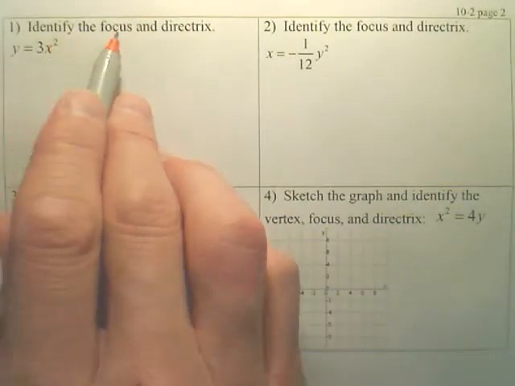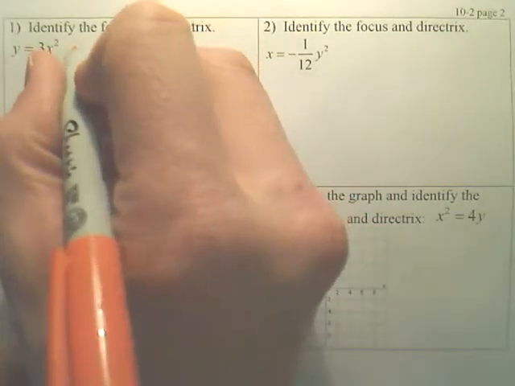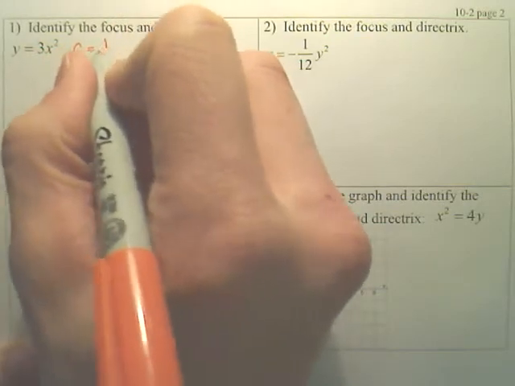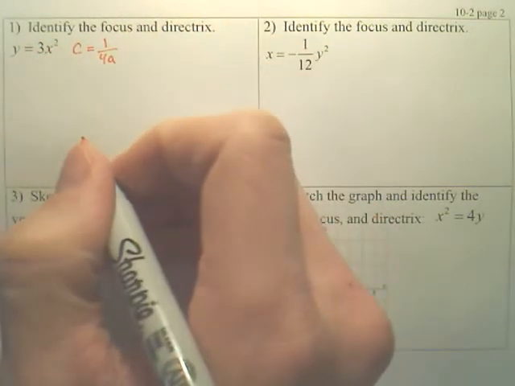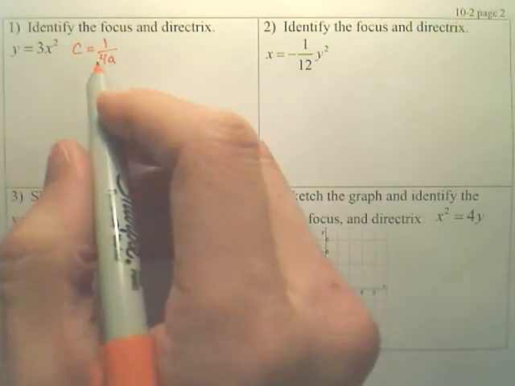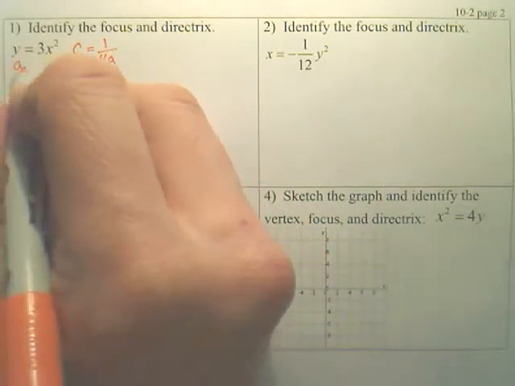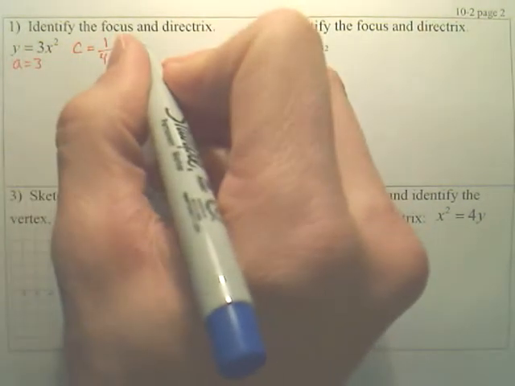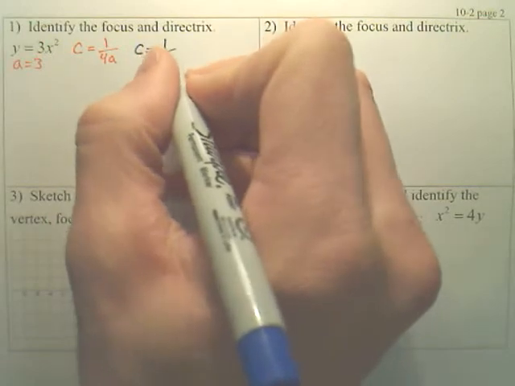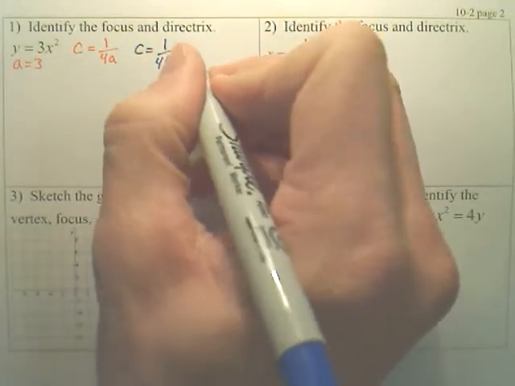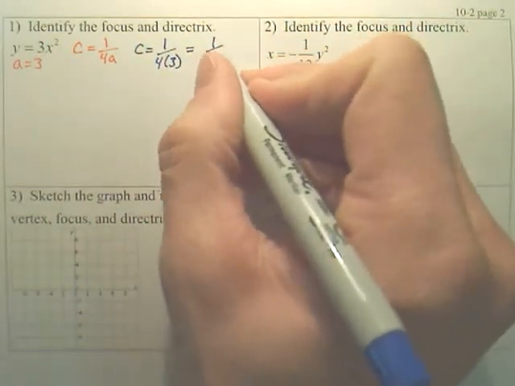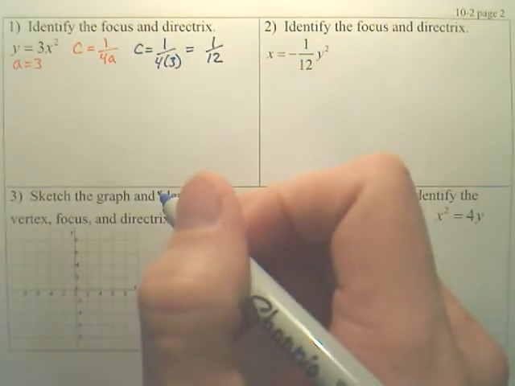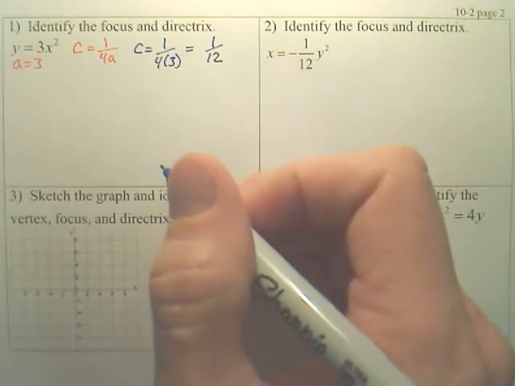If I want to identify the focus and directrix, you have to remember the focus is 1 over 4a. It's right there on your sheet. So the C value is your focus. This is your A value. So A is 3. To find my focus, C is equal to 1 over 4 times A, which is 3, which is 1/12. So my focus is 1/12.